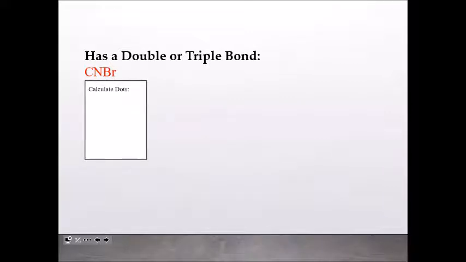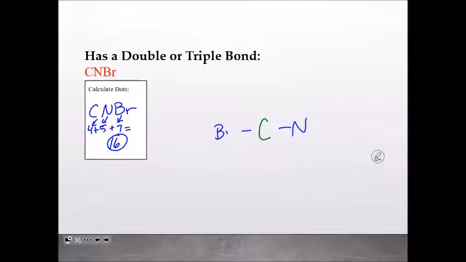CNBr. Let's count. So we have 4, we have 5, and we have 7. That is a total of 16. Which one goes in the center? Carbon, least electronegative. Now, when the carbon group has 2 things attached, I always draw it linear. I'm going to tell you later on why that is, but I'm going to draw my ligands that way. So I'm going to put the nitrogen here and the bromine here.